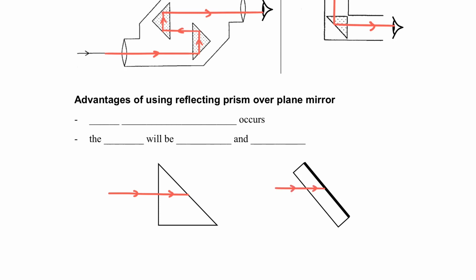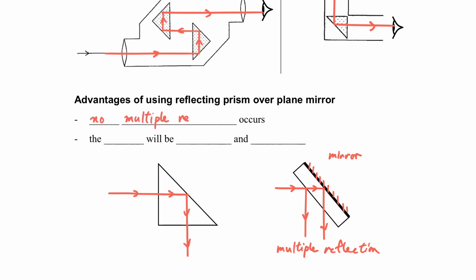You can see that in the figure on the right hand side, it is a mirror. When the light goes to the mirror, ideally, we expect it to be reflected by the metal side. However, besides the metal, the glass itself will also reflect the light. So here, you will see that two reflections occur. We call it multiple reflection. But for the prism, we won't have multiple reflection. So no multiple reflection is a very important advantage of the reflecting prism, and the image will also be brighter and clearer.